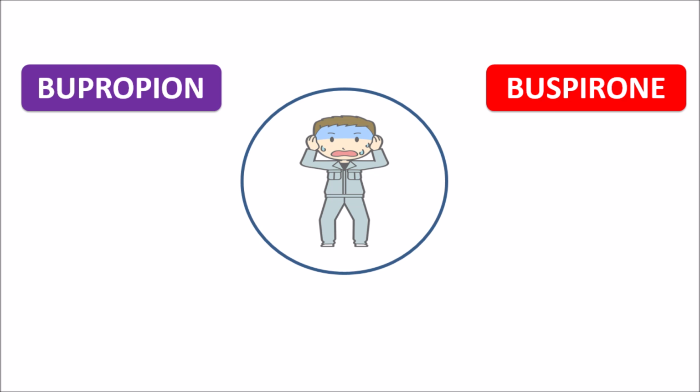Bupropion is well known by the brand name Wellbutrin, whereas Buspirone is well known by the brand name Buspar. Even though both of these drugs are somewhat different, they can show a few similarities. So today in this video we are going to compare Bupropion with Buspirone. We will see what the similarities and differences between these two drugs are.